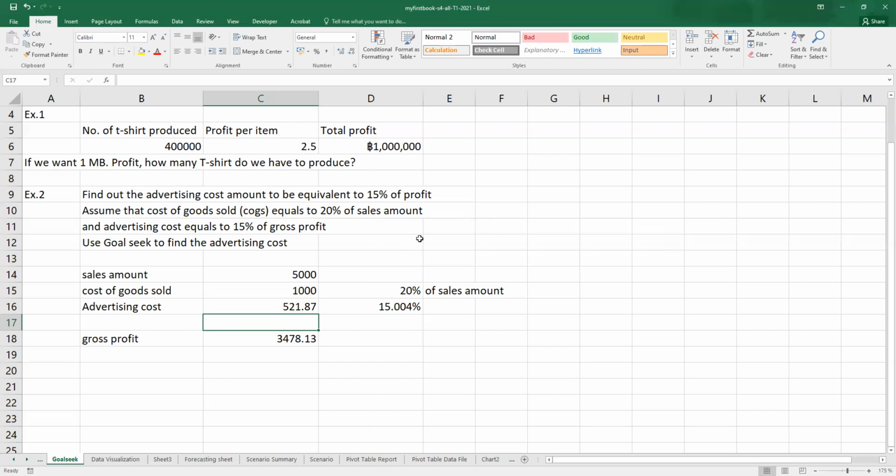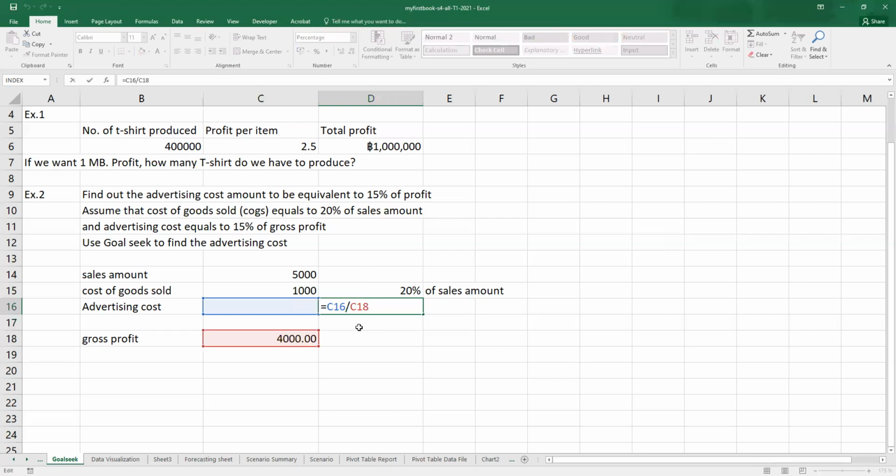Then why don't we have any tools in Microsoft Excel to help us? The tool that can solve this problem is Goal Seek. To use Goal Seek, it's easy. After you set up the formula, you know that the percentage comes from advertising cost divided by gross profit. But we don't know the advertising cost yet. Then we just let Goal Seek find the advertising cost for us.